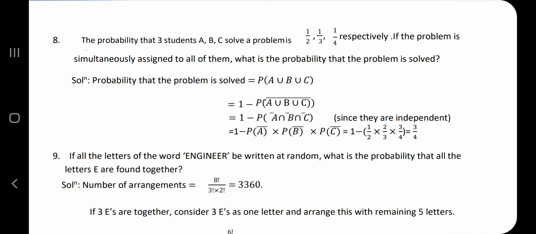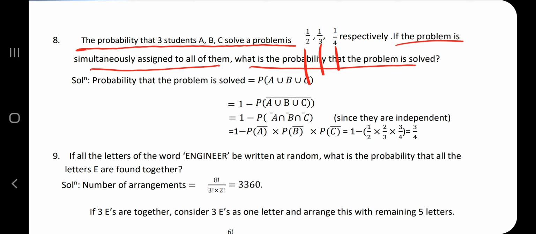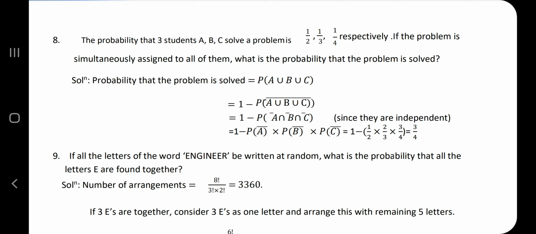Now see here, this is another question. The probabilities that 3 students A, B, C solve a problem are 1 by 2, 1 by 3, 1 by 4 respectively. If the problem is simultaneously assigned to them, what is the probability that the problem will be solved? The problem will be solved if it is P of A union B union C. That is nothing but 1 minus P of (A union B union C) not. If you add these both, you'll get 1. If you subtract this one from 1, you'll get this one, right?